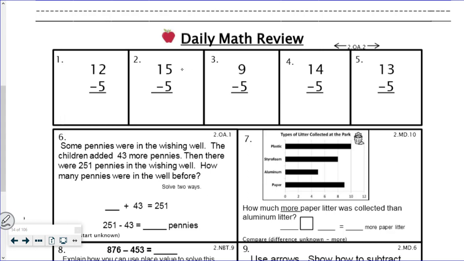So what you're going to want to do is rewrite this problem in your blank space. Minus 43, put my 4 in the tens place and my 3 in the ones place, and my equal bar, and solve that to get your answer. Pause your video and do number 6.